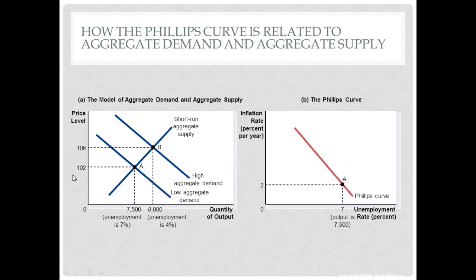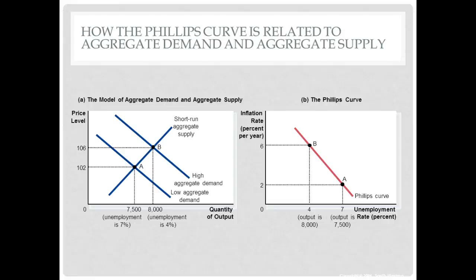So we probably went from 2 to 6% inflation rate. And down here, we've gone from 7,500 to 8,000 GDP, which in this example, we're saying reduced unemployment from 7 to 4%. All right, so we now have an inflation rate of 6% and an unemployment rate of 4%. Can we graph that corresponding point on a Phillips curve? Well, if we return to the Phillips curve, we see that we can. We've gone from 2 to 6% inflation and down from 7 to 4% unemployment.